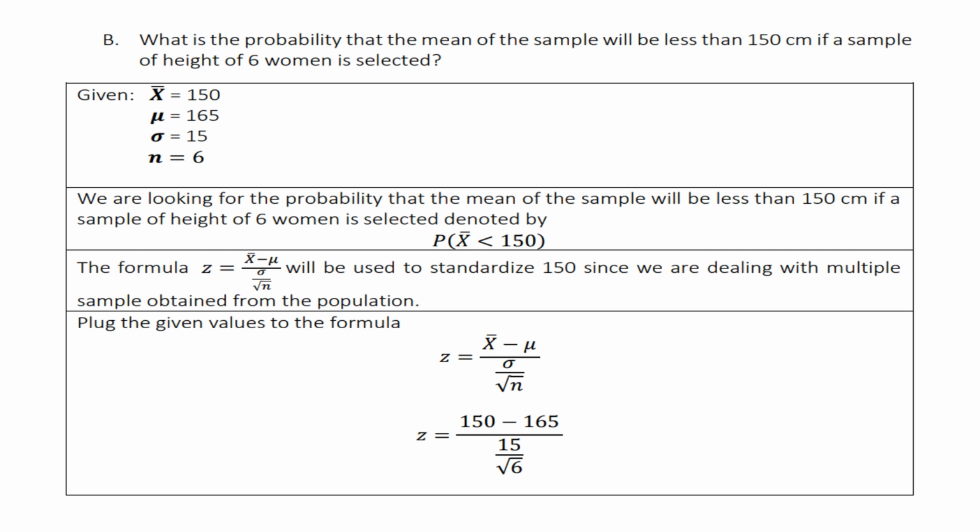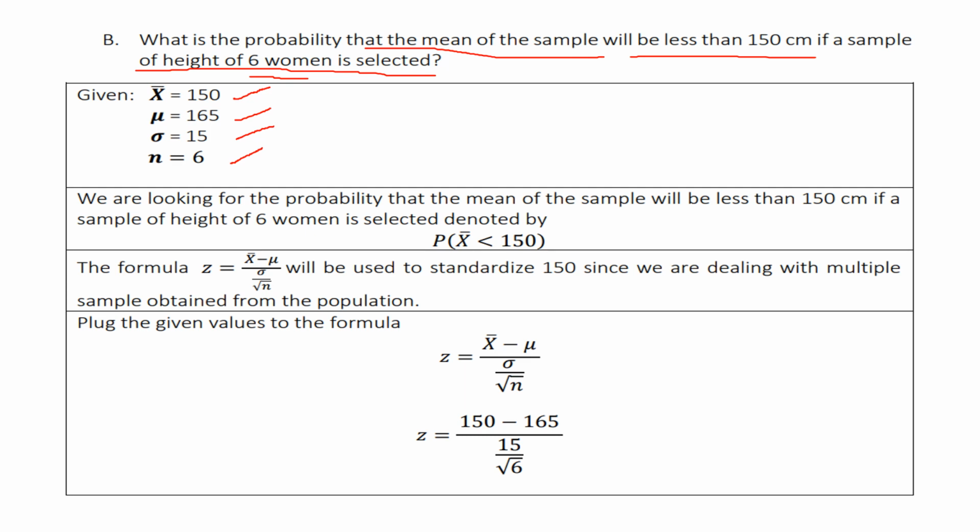For letter B, what is the probability that the mean of the sample will be less than 150 cm if a sample of the heights of 6 women is selected? So there is a value for your sample mean, which is 150. Your population mean is 165. Your population standard deviation is 15. Then your sample size is equal to 6 because we consider 6 women.